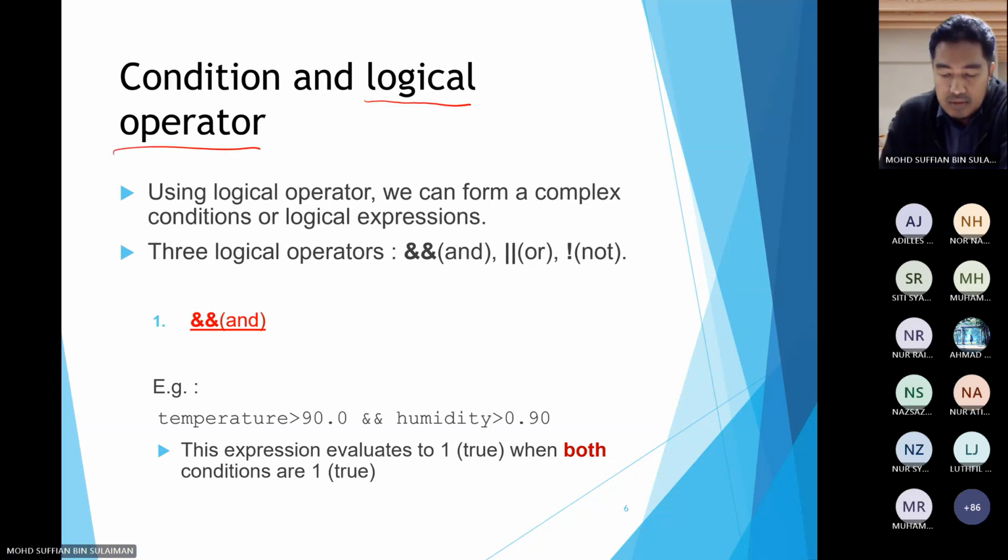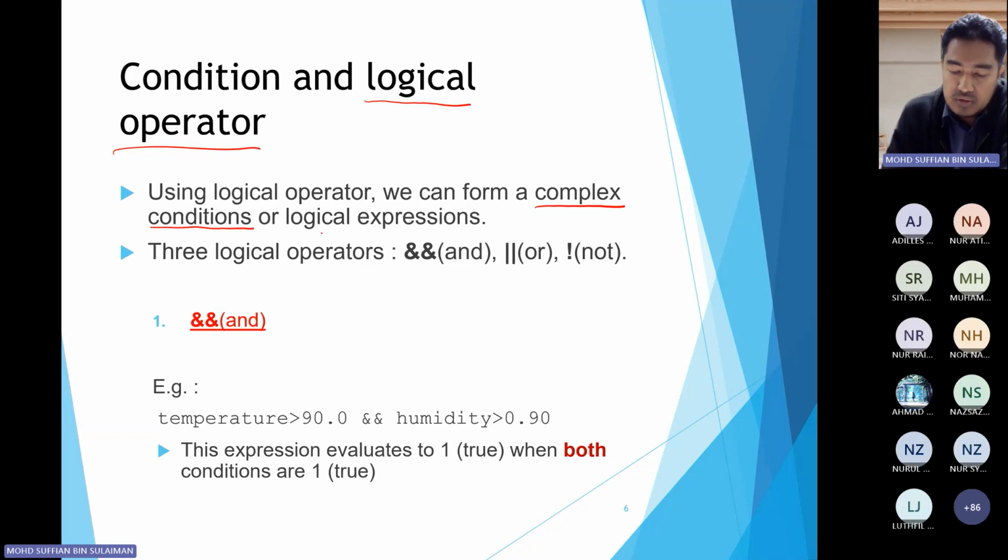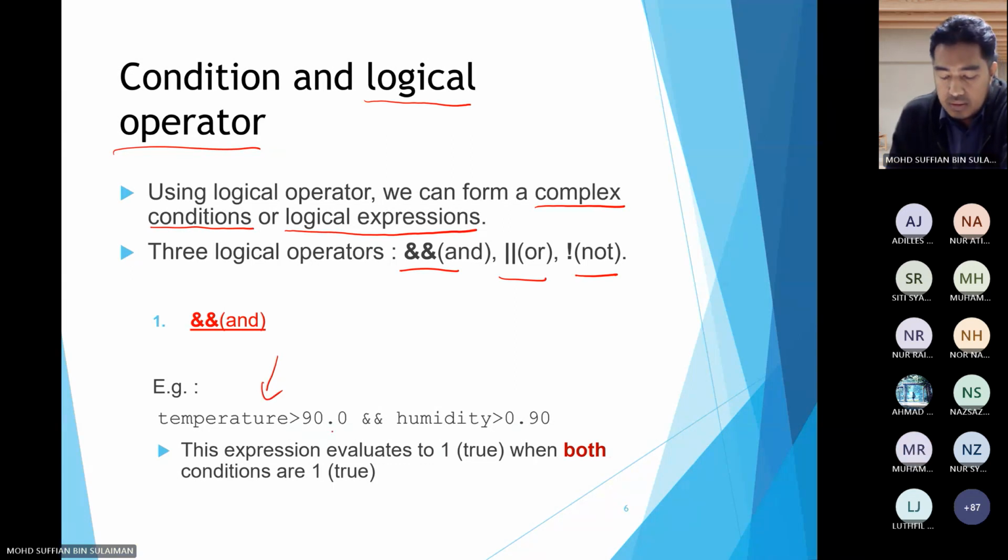Right. Using logical operators, we can form a complex condition or logical expression. As you know, we have three logical operators: and, or, and not. For example, this one: temperature greater than 90, and we have AND here, humidity greater than 0.9.